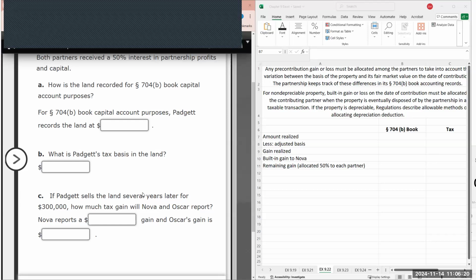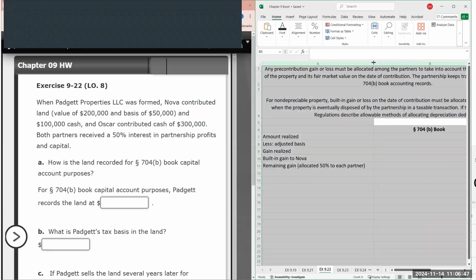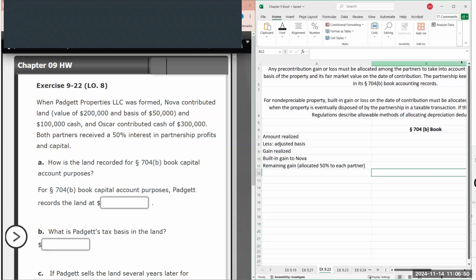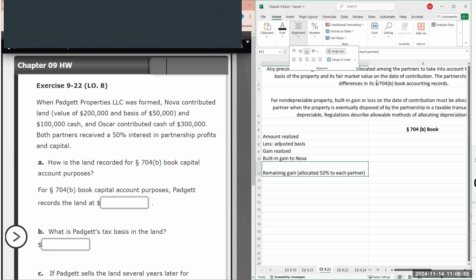Here it states, when Padgett Properties LLC was formed, Nova contributed land with a value of $200,000 and a basis of $50,000, and $100,000 cash, and Oscar contributed cash of $300,000. Both partners received a 50% interest in partnership profits and capital. So here we see, whenever there's pre-contribution gain or loss, it needs to be allocated among the partners. Reason being, they need to essentially account for it. I'm just going to make some more space.